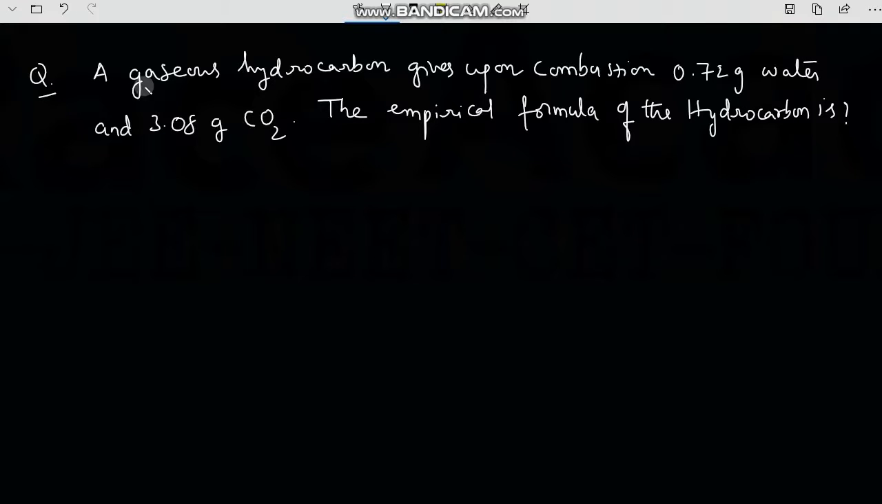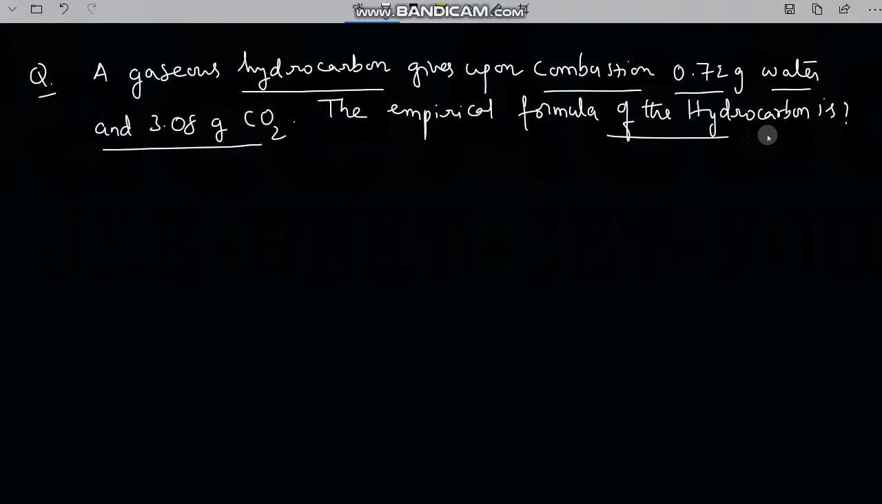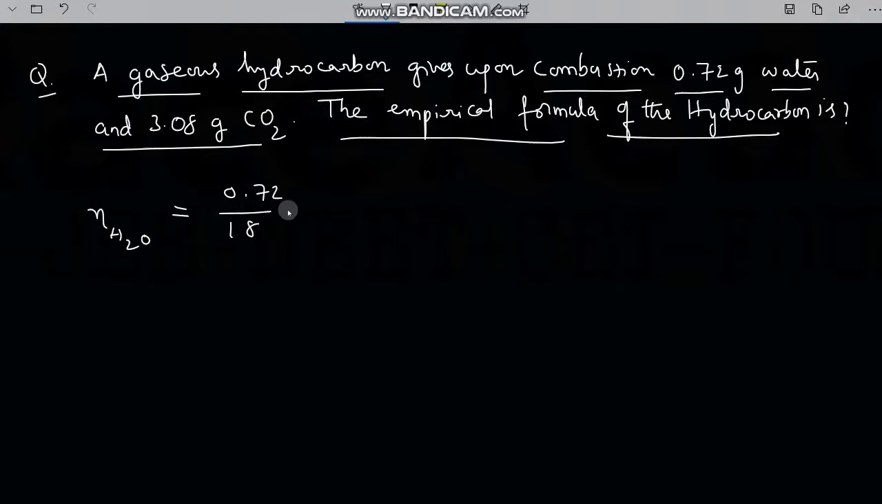See this question: a gaseous hydrocarbon gives upon combustion 0.72 grams of water and 3.08 grams of carbon dioxide. Then the empirical formula of the hydrocarbon will be? So you have to find the empirical formula of the hydrocarbon. For that, we can find the number of moles of water from the given mass, that is 0.72. Water molecular mass is 18. We will get 0.04 as the number of moles of water.